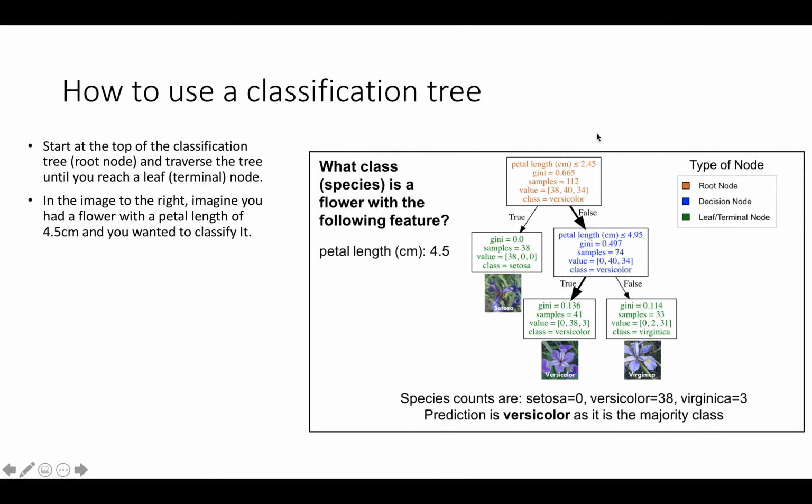Let's get into how to actually use a classification tree. So we start at the top, also known as the root node, and we ask a series of questions until we reach a terminal node. So with this image, imagine you had a flower with a petal length of 4.5 centimeters and you want to classify it. You first ask, is petal length less than or equal to 2.45 centimeters? This statement is false because our petal length is 4.5. So we go to this decision node. We ask another question, is petal length less than or equal to 4.95? This happens to be true, so we go to this leaf node or terminal node. The prediction in this terminal node is versicolor, as it is the majority class.